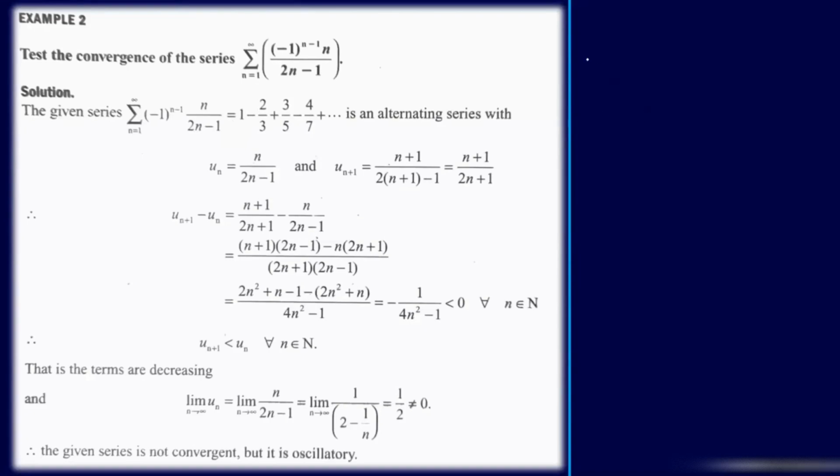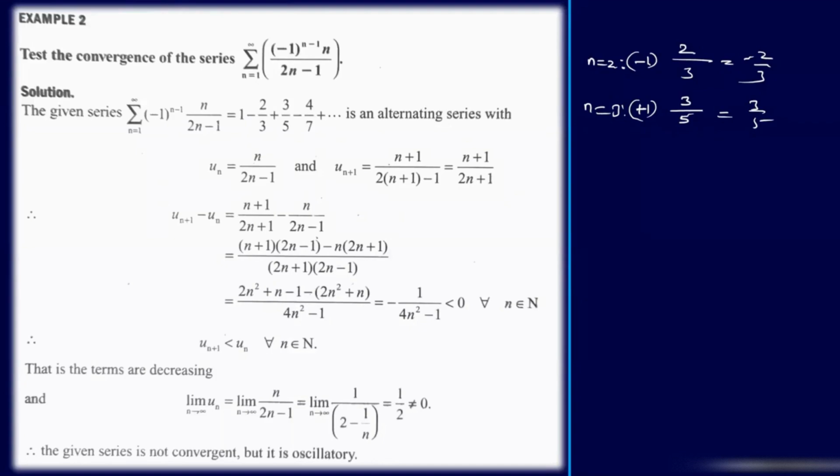Then when you take n equals 2, we get minus 1 to the power of 2 minus 1, so it is minus 1, into 2 divided by 2 times 2, which is 4, minus 1, which is 3. That's how we get minus 2 by 3, the second term. Now when you take n equals 3, minus 1 to the power of 3 minus 1 is minus 1 whole square, which is plus 1, into 3 divided by 6 minus 1, which is 5. So it is plus 3 by 5. Like that, if you take n equals 4, we get minus 4 by 7. Clearly, the sign is changing alternately. That's how you are calling it an alternating series.